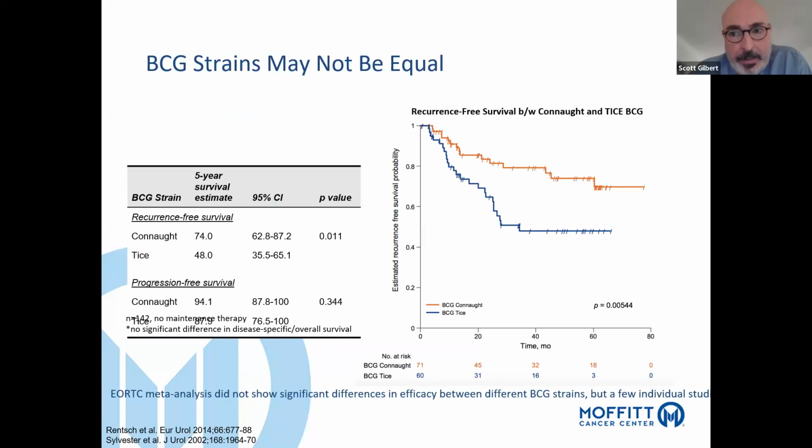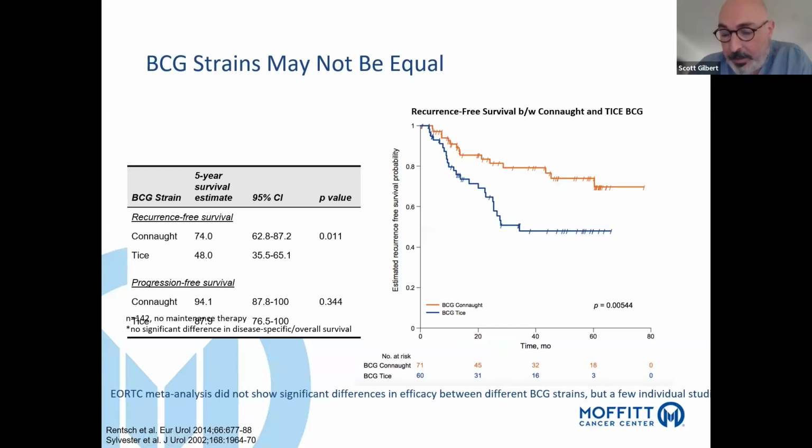And there's also evidence that the Tice strain may not be as good as the Conant strain, which was the predominant strain used. It was manufactured in Canada. The plant had, I can't recall if it was a flooding or fire event, or they had an interruption in their production facility, and ultimately the company pulled out and didn't go back online. So the Conant strain is no longer available for us. But there was a randomized control trial shown here showing that the recurrence-free survival rates associated with the Conant strain are actually better than with the Tice strain.